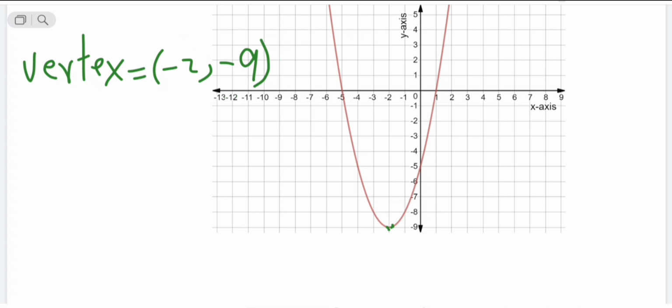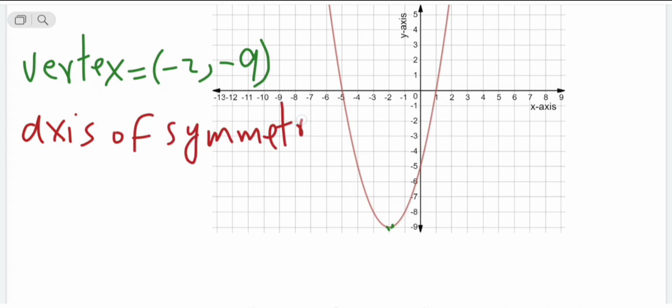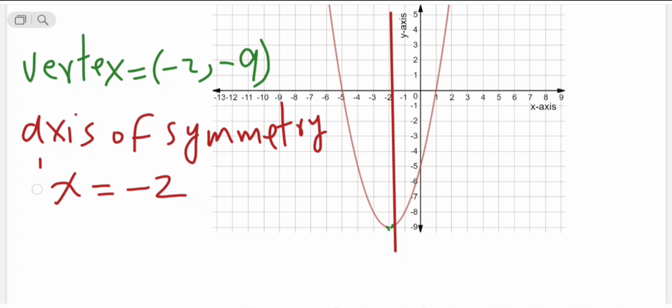Then after that, we have to find the axis of symmetry. Axis of symmetry means the line which divides the graph into two equal parts. So this is the line, at x equal -2. At x equal -2, this is the axis of symmetry. This line divides the graph into two equal parts. This is the second thing.